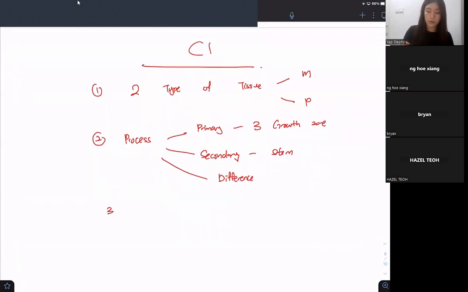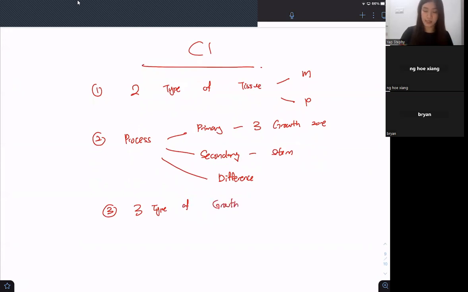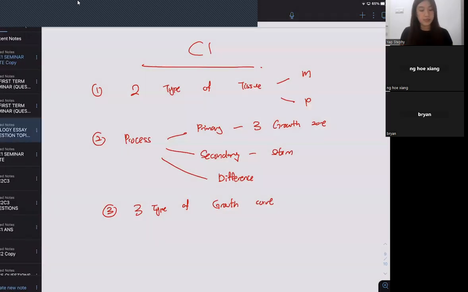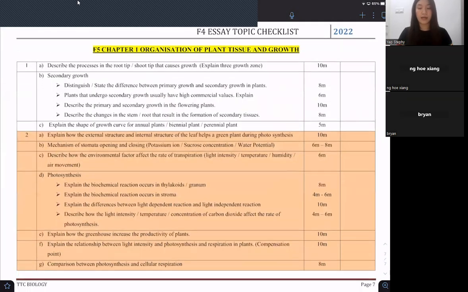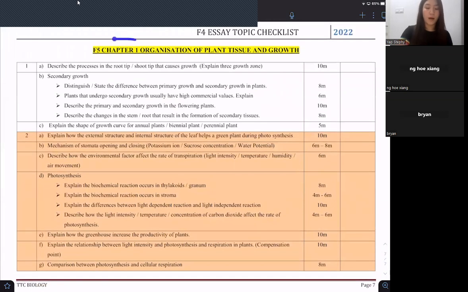When we go to the next one, this is for the three types of growth curve. And I show you all one thing, as a small gift to you all. You can see this is the essay topic analysis that I did for Form 5 Chapter 1, the organization of the plant tissue and the growth. This is for Chapter 1 and also Chapter 2, because some schools have their midterm or first term exam until Chapter 2 or Chapter 3. So this is a reference for you all.